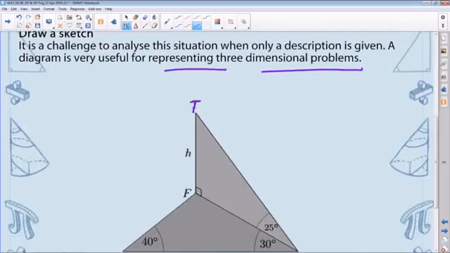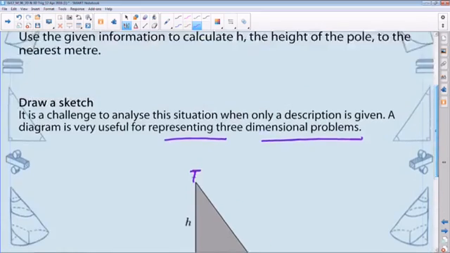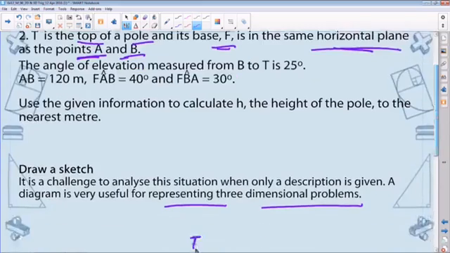All right, they said it is the top of a pole and its base is F. Now, if it's a pole that's constructed and it's made correctly, it will be perpendicular to the horizontal plane, right? So that angle at F is going to be 90 degrees to show that it's perpendicular. They also tell you that F is in the same horizontal plane as the points A and B. So now we're working in a different plane.